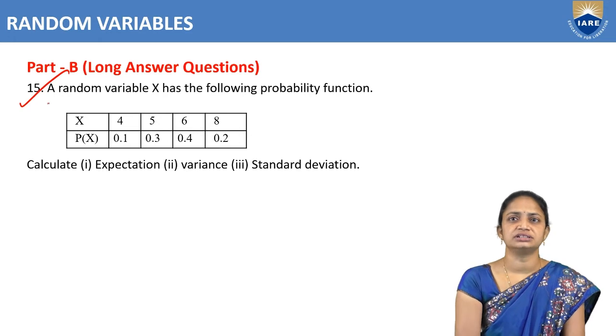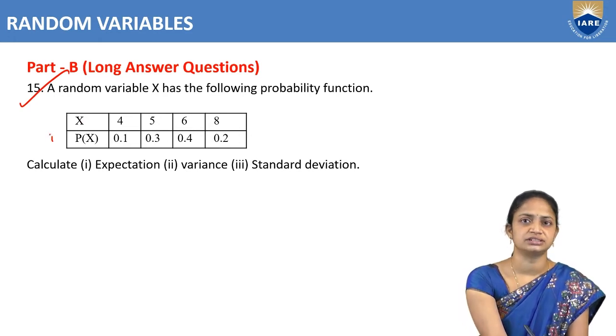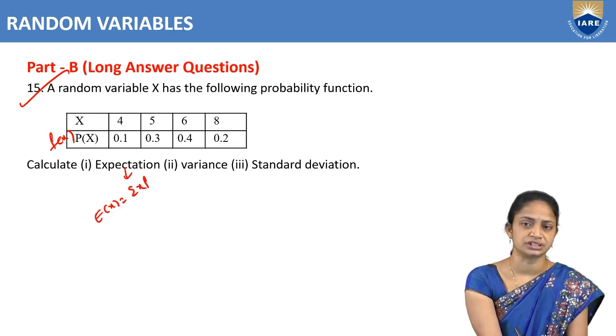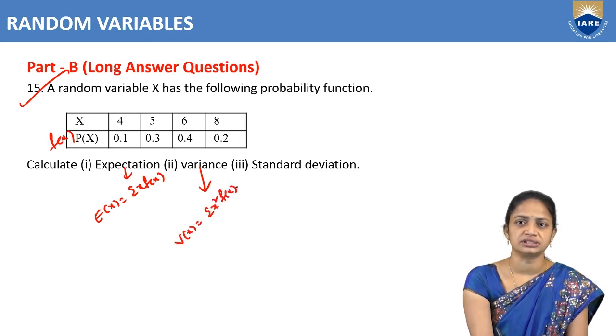And the next question has the same procedure: x is there, f(x) is there. We need to find the expectation of X, that is summation x into f(x), and the variance of X, that is summation x squared f(x) minus mu squared, and the standard deviation is the square root of the variance.